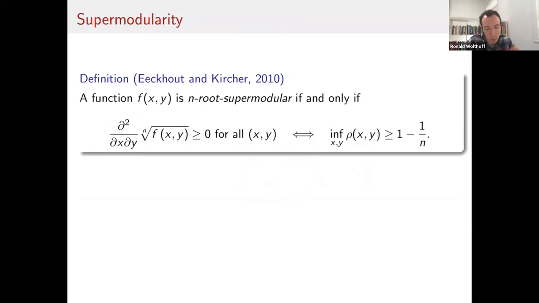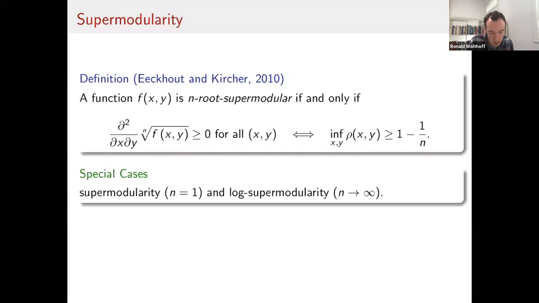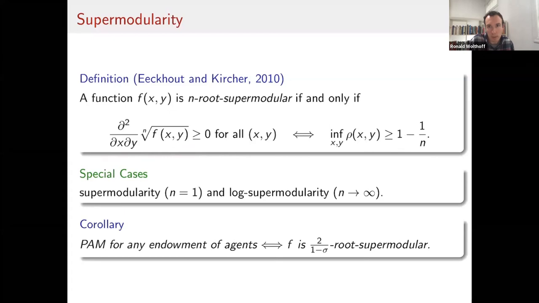If you prefer to have it in terms of supermodularity, as it often is done in this literature, you can use Jan and Philip's definition of n-root supermodularity, right? A function is n-root supermodular if and only if the cross partial of the nth root of the production function is positive. You can show there is a one-to-one relationship between that and this elasticity of complementarity. And so then, right, special cases of this are supermodularity, log supermodularity, square root supermodularity. So then you can phrase our result in terms of supermodularity, right? So we get PAM if F is 2 over 1 minus sigma root supermodular.